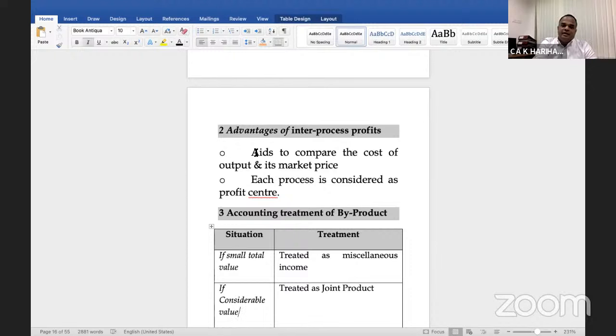It aids in comparing the cost of output and its market price. Each process is considered a profit center because they're transferring cost plus profit. Therefore, every process is called a profit center. So in process costing, what is the cost center? You know what is called the cost center, what is called the cost unit, right? In process costing, what is called the cost center, my dears? Which one is a cost center? And what is called the cost unit in process costing?